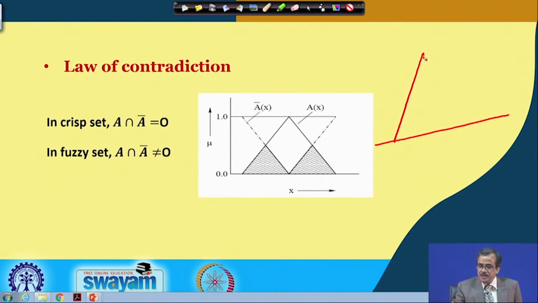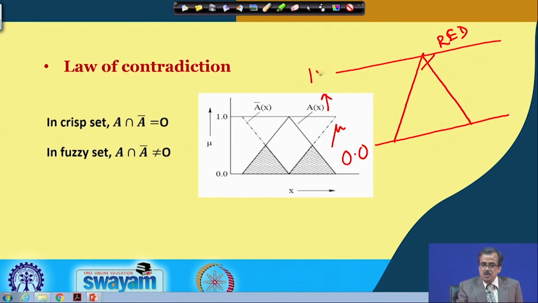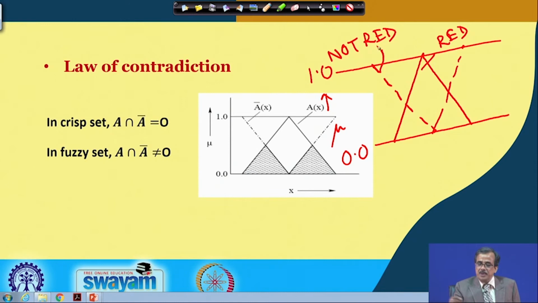Supposing that I have a fuzzy set for, say, the red color. This is for the red color, and so this is nothing but mu equals 0.0, 1.0, as we have discussed here. So what I will be getting here is the complement. This is the complement, say it is not red. So not red is actually the complement of the red. If the red is A x, then not red is A bar x. And here, this is x.